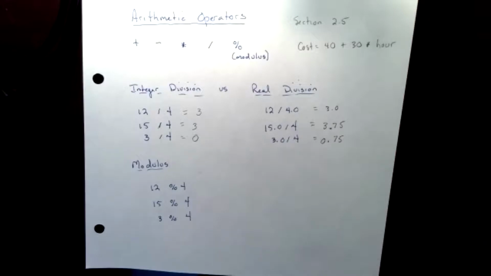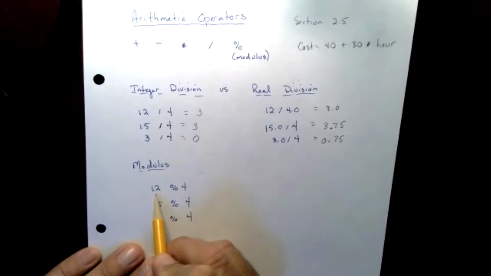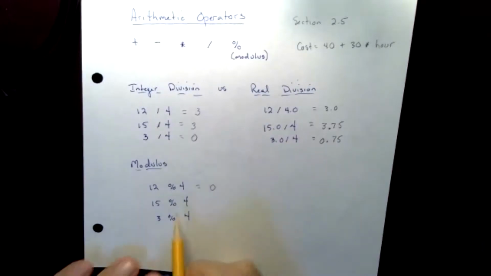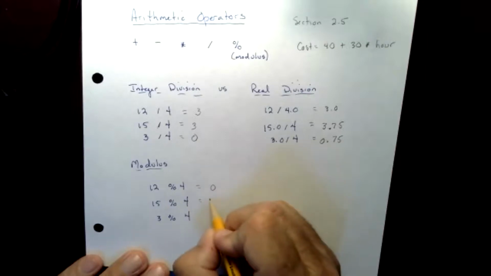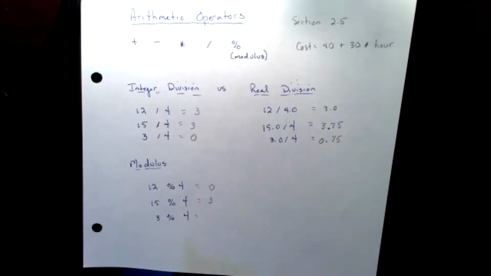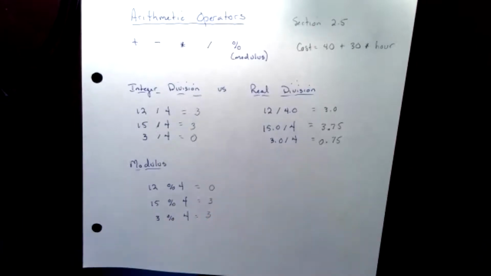Oh boy. Modulus. How many times does 4 go into 12? 3. What's the remainder? 0. Good. How many times does 4 go into 15? You know that. What's the remainder? Not 0.75. 3. How many times does 4 go into 3? None. What's the remainder? 3.